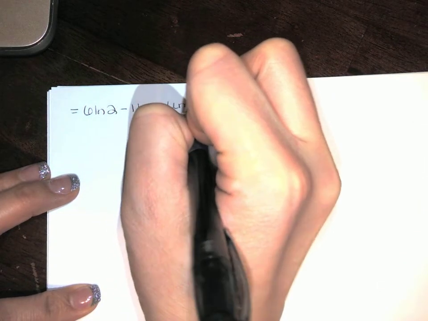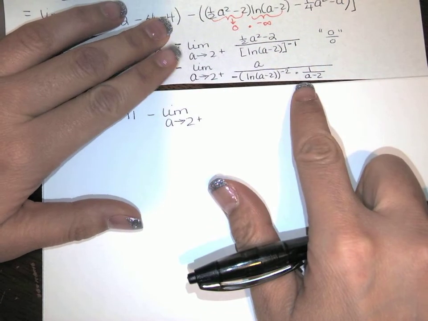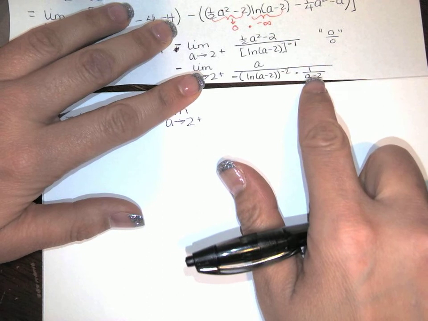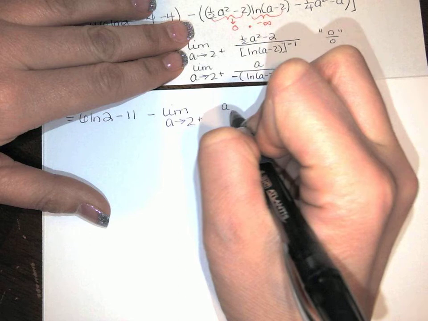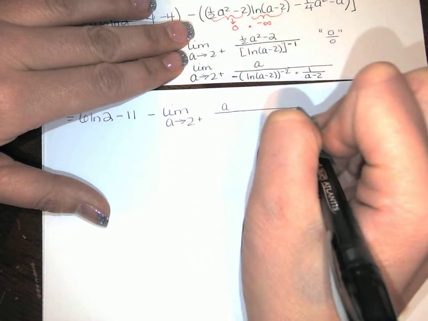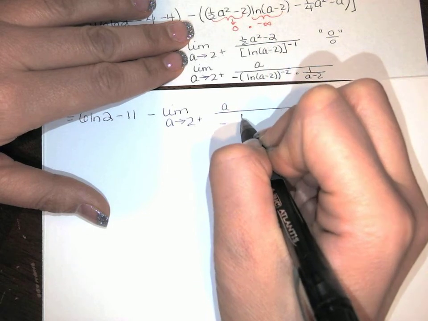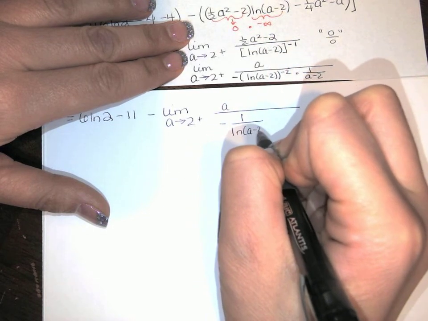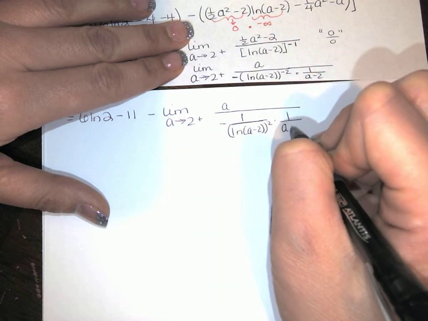So we're here. We've got 6 natural log of 2 minus 11 minus the limit as a approaches 2 from the right of this guy. Now I am dividing by a fraction here, so we can multiply by the reciprocal. Actually, let's write this as a fraction as well. So I've got negative 1 over natural log of a minus 2 squared, all multiplied by a minus 2.